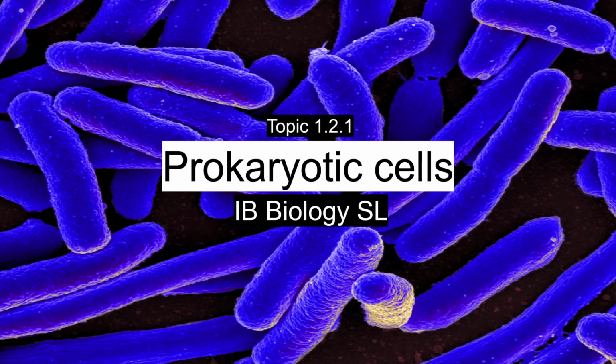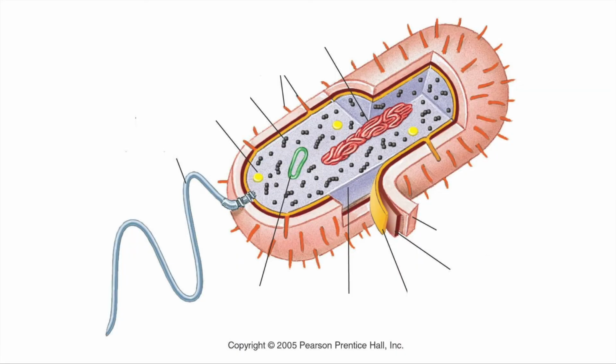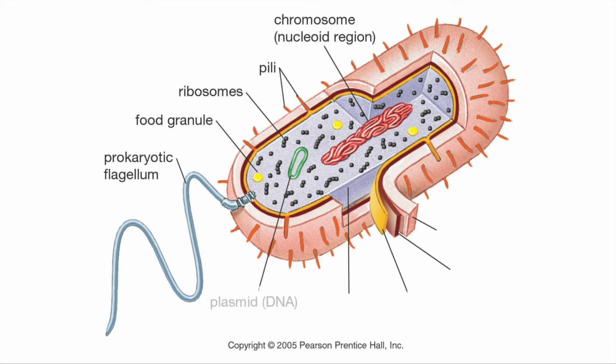Today I will be talking about prokaryotic cells, and this is part of topic 1.2 of the IB biology syllabus. So this is how a prokaryotic cell looks, and we will be talking about the organelles in a prokaryotic cell. So these are the organelles.